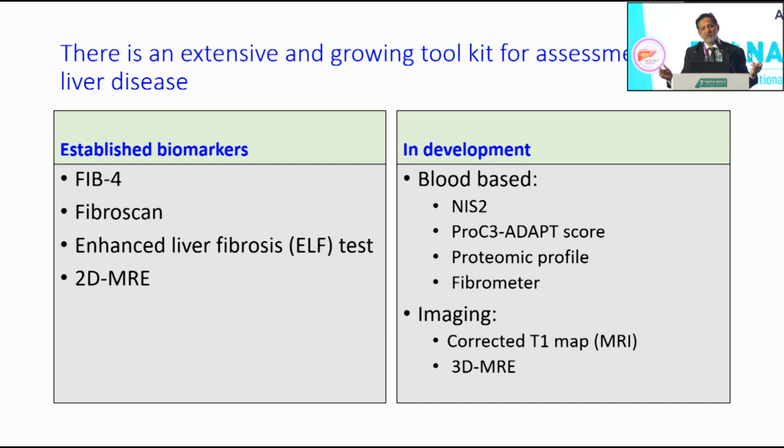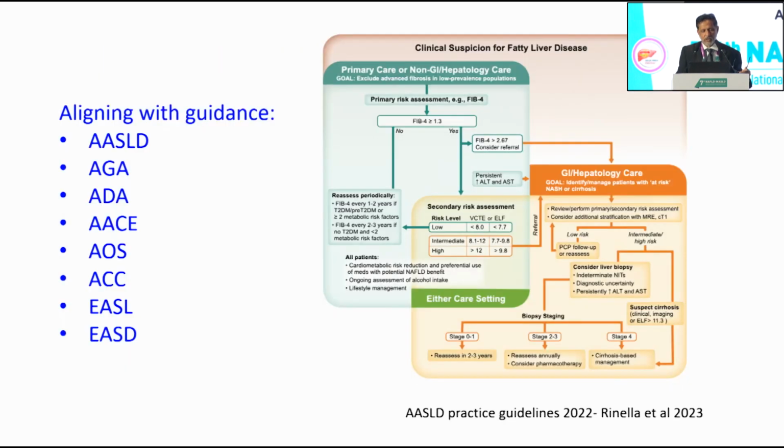Now, with those core principles behind us, let's look at the toolkit. I'm going to focus on the established biomarkers. We're going to start with FIB4 and FibroScan, and talk about ELF and MRE. And then there's a whole bunch of new things in development. I'll touch on them, but really not go into details.